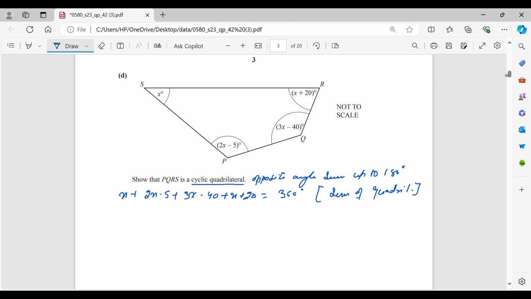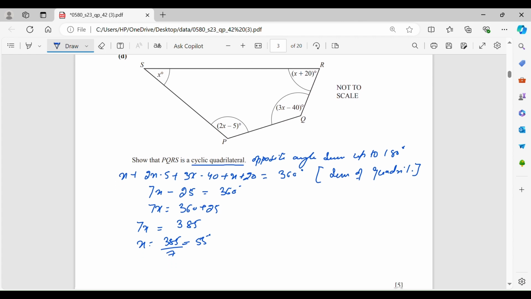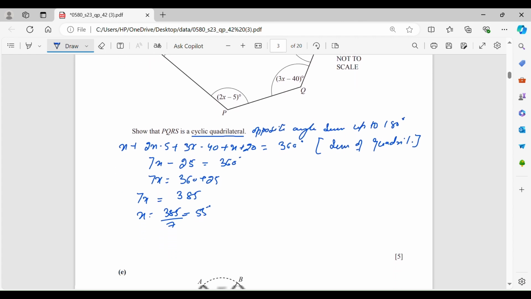So this is 7x minus 45 minus, this is 25. This is equal to 360 degree. Now 7x will be equal to 360 plus 25. 7x is equal to 385. X is equal to 385 divided by 7, which is equal to 55. So x is 55. Let's substitute this value to check for a cyclic quadrilateral.